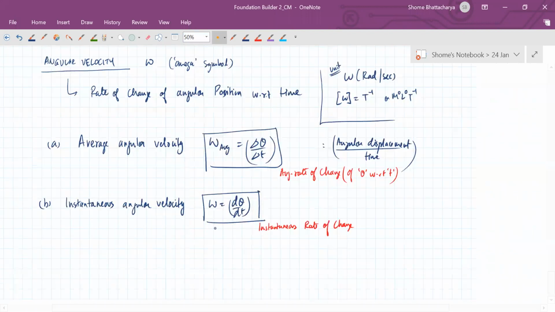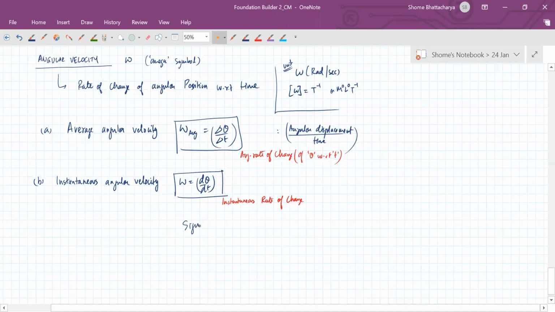Another thing is about the sign convention. Anti-clockwise is positive and clockwise is negative.